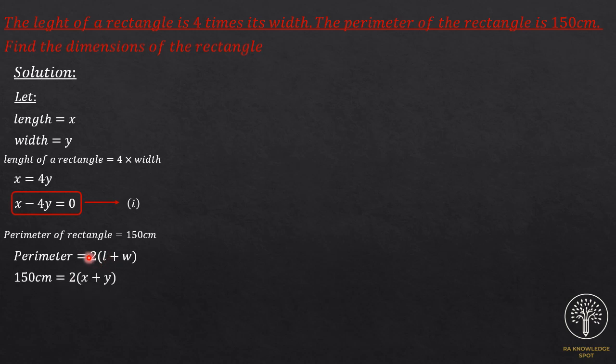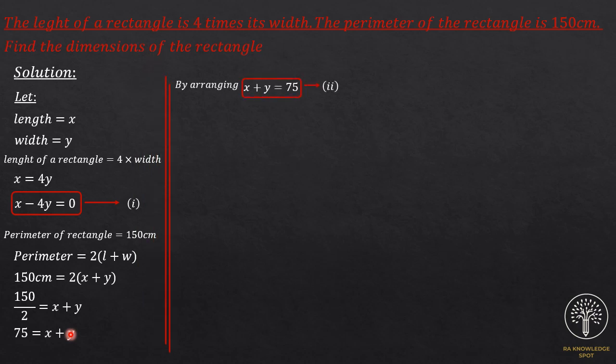Now 2 is as it is. What is your length? Go to the start. Length is your x, W is y. You are already given the perimeter, that is 150 centimeters. Now here 2 is multiplying, and on the other side it will be divided. When you cut them, you will get 75. Now this is the one more equation you are having here.